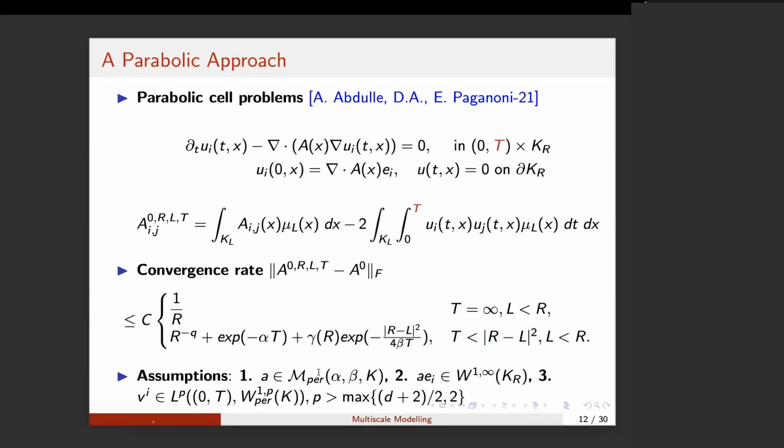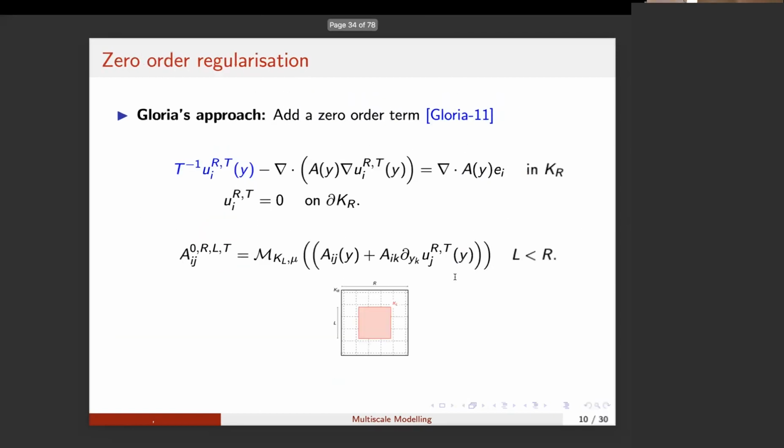And here I just want to put assumptions. Well, normally what we would like in applications is that we just need the coefficient A to be bounded from... Excuse me, please. Could you please recall what is L here? L, okay, just a second. So L represents the size of the interior domain where we take the average. I see. Thank you. Okay, and R is the size of the domain where we solve the problem.